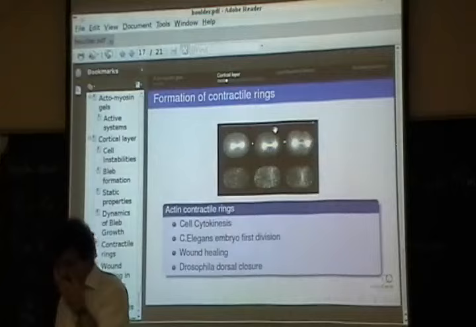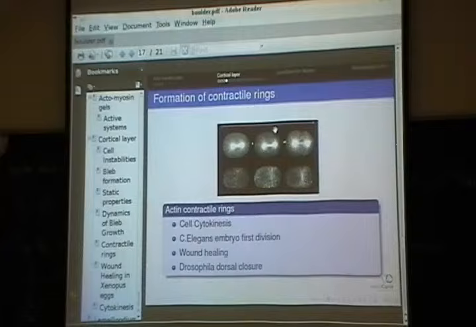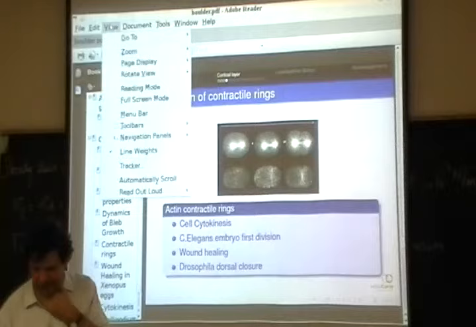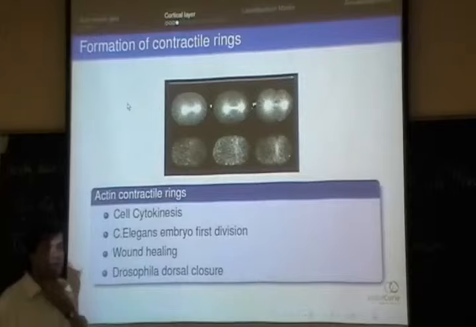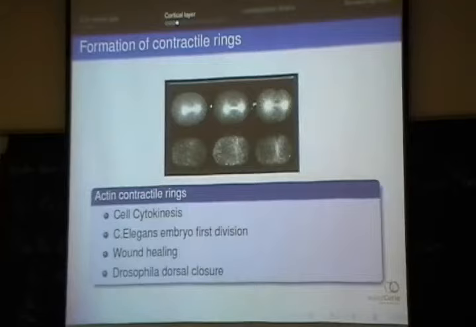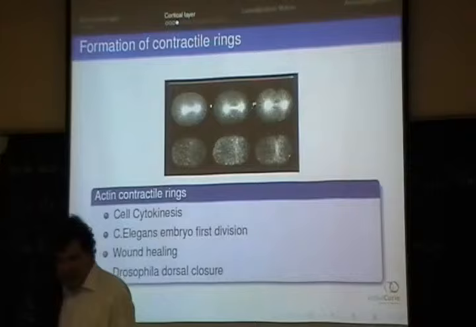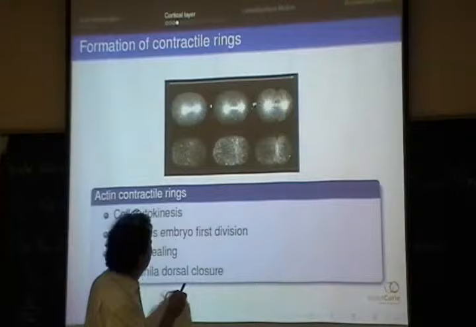The third type of questions associated with the cortex that we studied is what I call the formation of contractile rings. When a cell divides, at the end of the cell division, you need to separate the two daughter cells. This process is called cytokinesis. Now, the way it happens is that here at this place, in the middle, there is a ring of actin that forms.